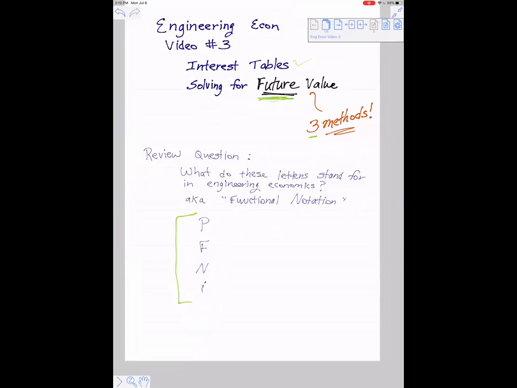What do these letters stand for in engineering economics? We also can call these the variables, functional notation: P, F, N, and I. Take a minute to remember what those variables stand for in engineering econ. Pause the video if you need a minute more to think, because I'm showing you the answers right now.